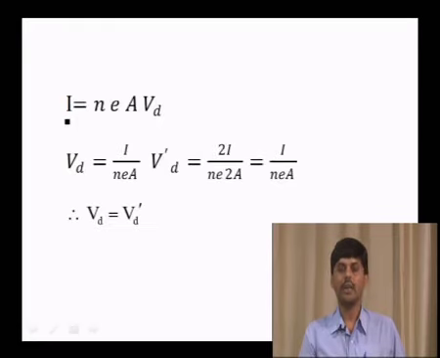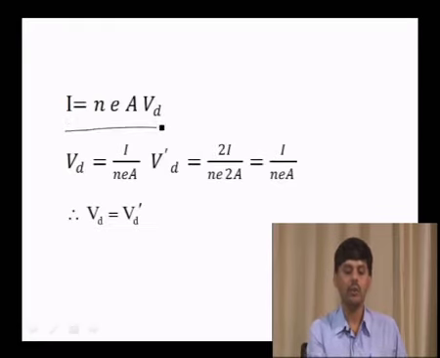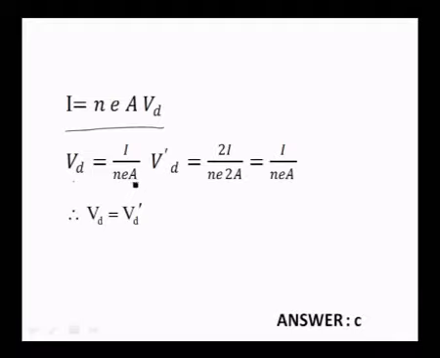For the solution, we have the expression current is equal to neAVd. Rearranging this equation, drift velocity is equal to I divided by nAe. After the change in area and the current, the drift velocity Vd dash is equal to, the current is double, 2I, area is double, 2A. These 2s cancel, and the remaining is I divided by nAe.